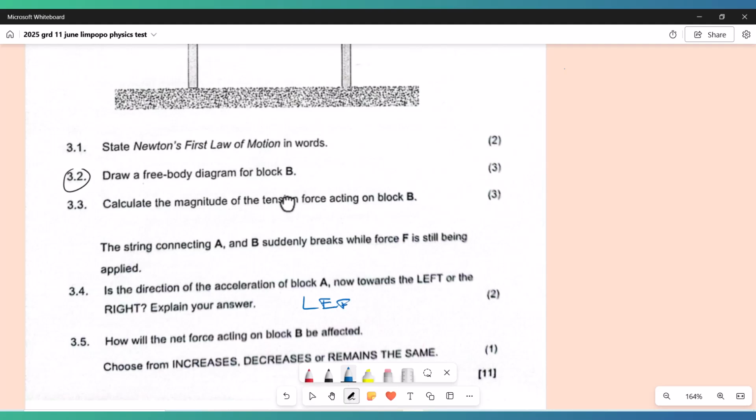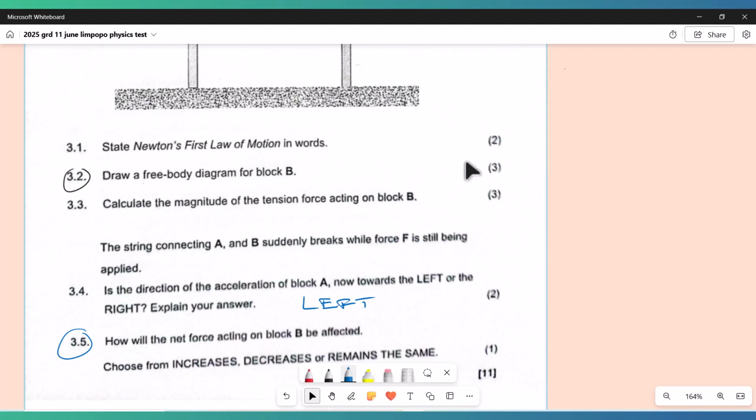Okay, then they say here, explain your answer: because the remaining force, which is the force of friction, is opposing the motion direction, which is going to be to the left. Okay, then 3.5 here. How would the net force acting on block B be affected? Choose from increase, decrease, or remain the same.